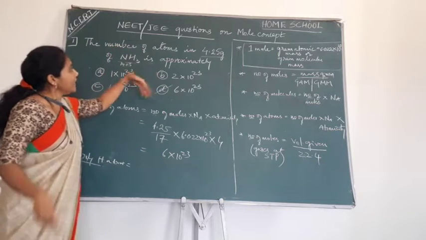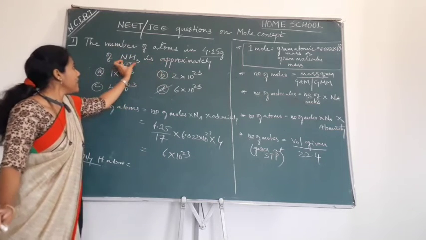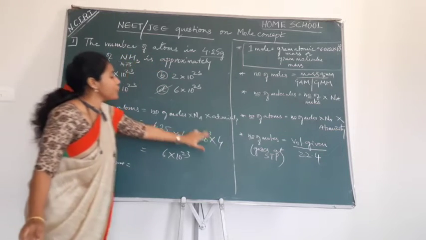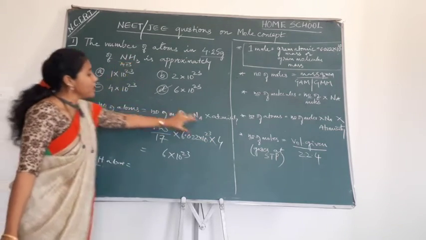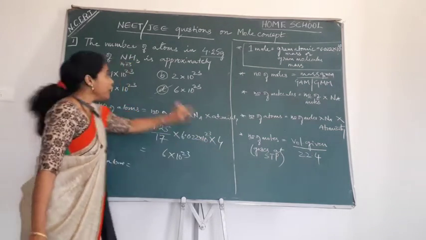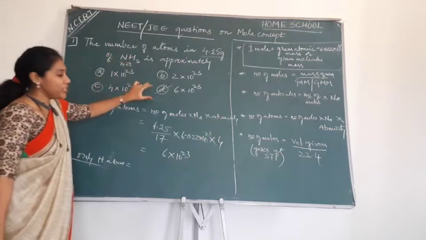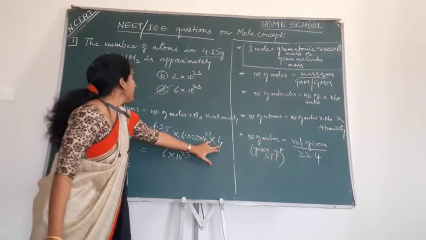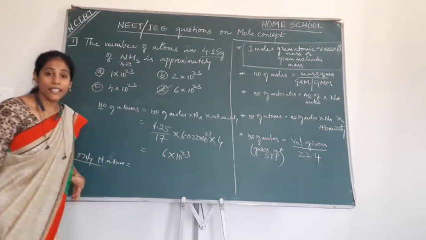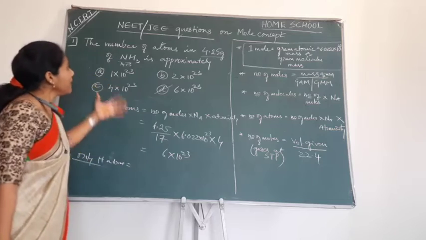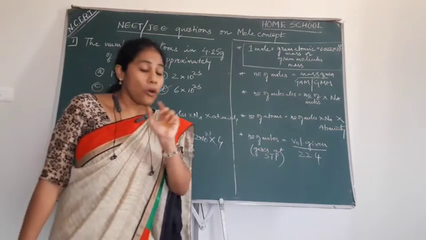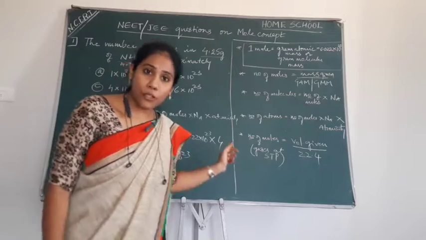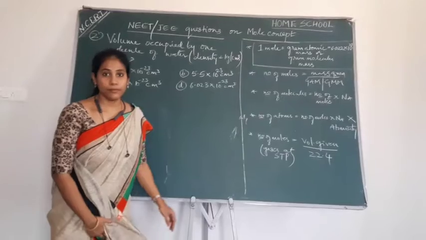Here they are asking the total number of atoms present in a molecule. 4 atoms are there, so atomicity 4. If they have asked only hydrogen atoms, your atomicity will be 3. If they have asked only nitrogen atoms, the atomicity will be 1. Okay, clear everyone? So this is how they will ask a question. This is one important model based on the mole concept. Let us go for the next question.